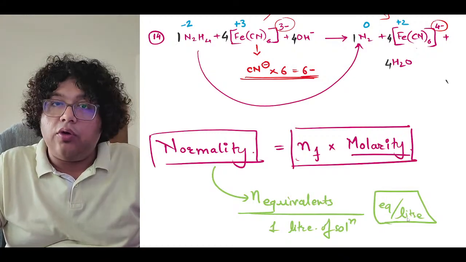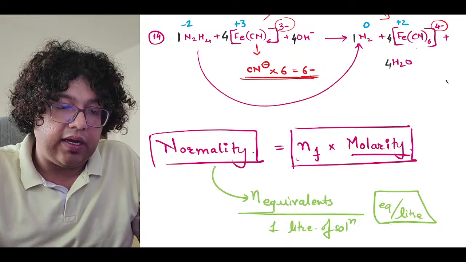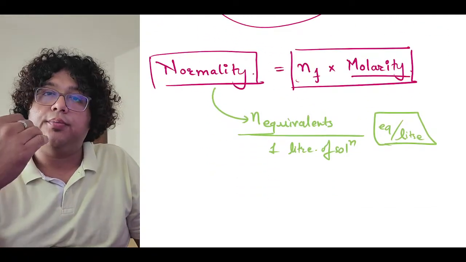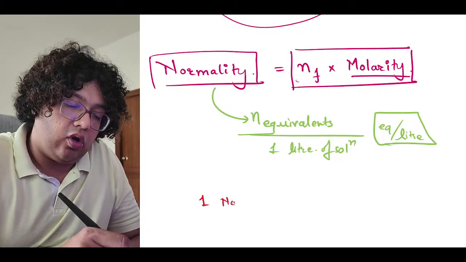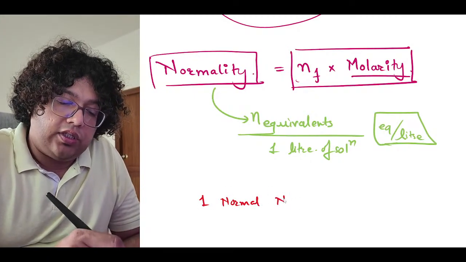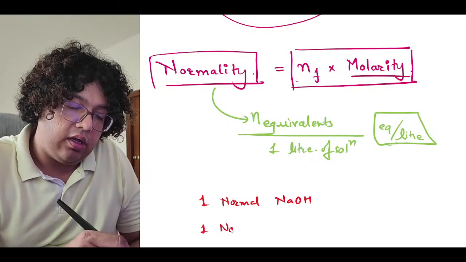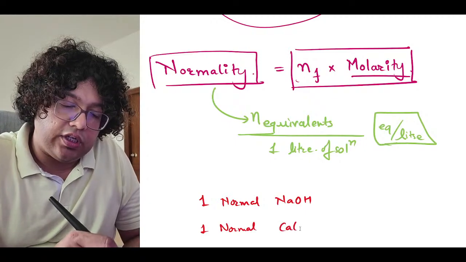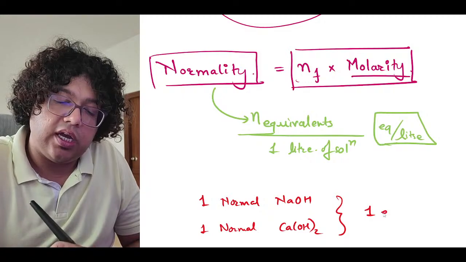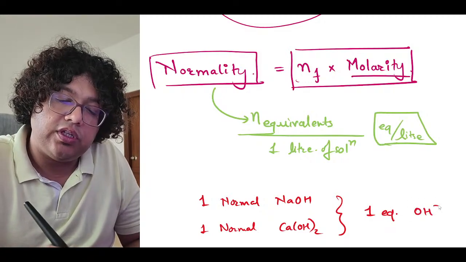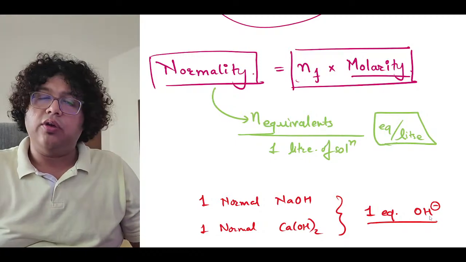Now, how do we get equivalents? Well, it's a very simple process. If we think about equivalents, equivalent is already a problem half solved. So let's say I have a one normal NaOH solution, or say a one normal Ca(OH)2 solution. All of them will have how many OH ions? They will have one equivalent OH minus ion. That's it. One equivalent. Now I don't have to worry about it.